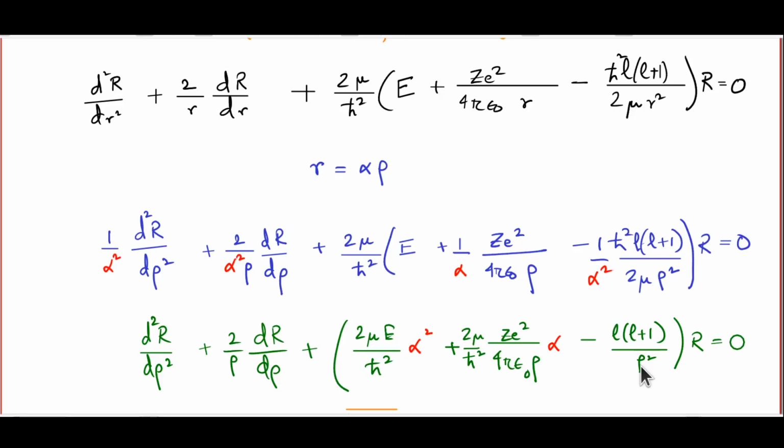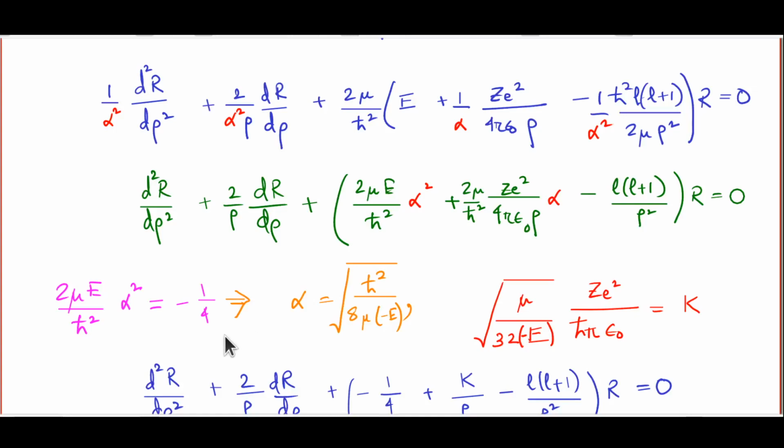Given this, you might have thought that the obvious thing to do would be to choose 2 mu E by h cross square alpha square to be 1. But of course we can't do that because remember we are looking for the bound states of the system. And the bound states for a system where the potential energy vanishes at infinity as it does here have negative energies. The capital E's that we are looking for are all negative. So we would have perhaps written this better as minus 1. But instead of that, I choose to write this as minus 1/4. This is simply because of convenience later rather than right now.